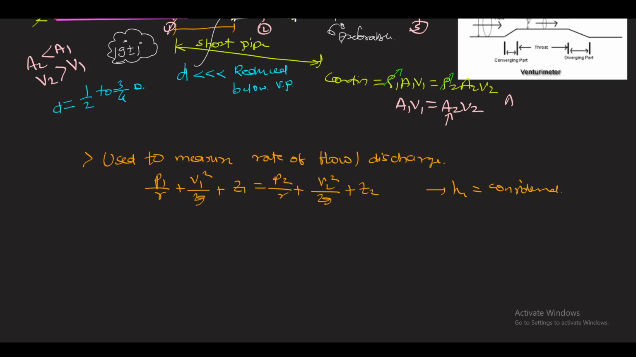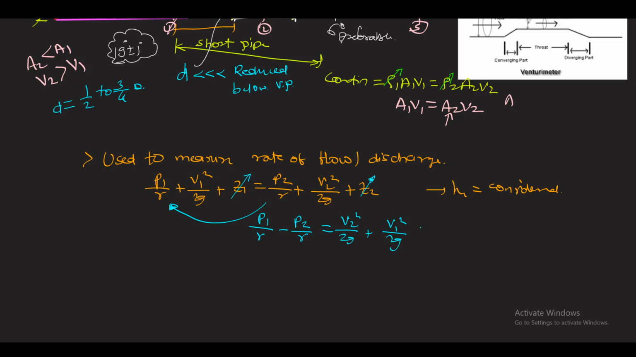So in that case, what happens, if I consider a horizontal pipe, this Z will get cancelled, correct? The datum head at section 1 is equals to datum head at section 2. So Z1 will get cancelled. So if I write the pressure energy terms at one side, that is P1 by gamma minus P2 by gamma is equals to V2 square by twice G minus V1 square by twice G.